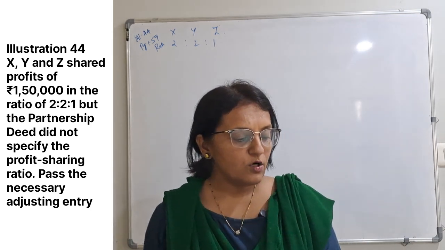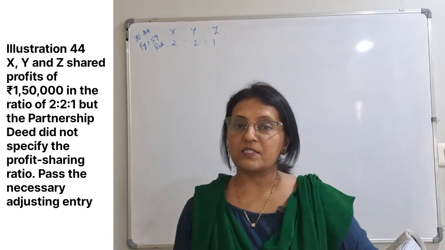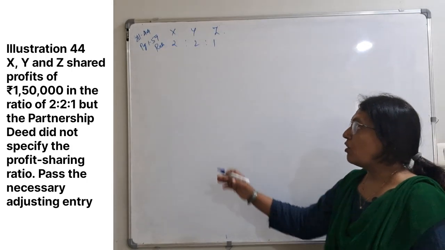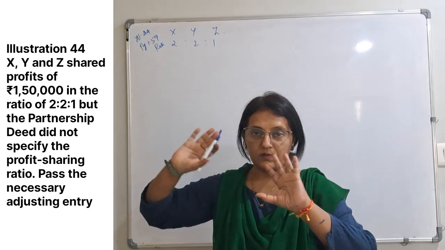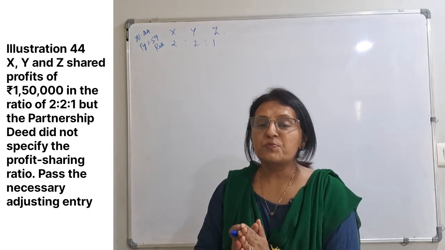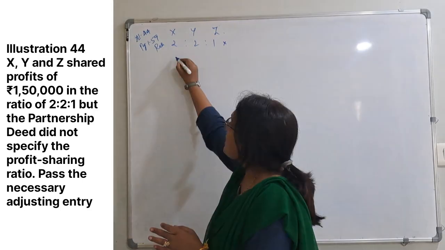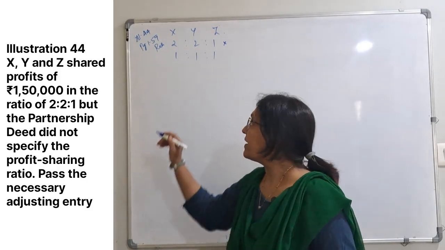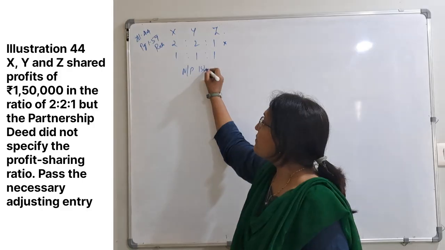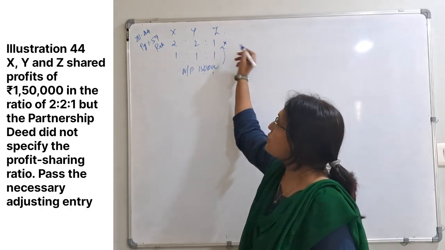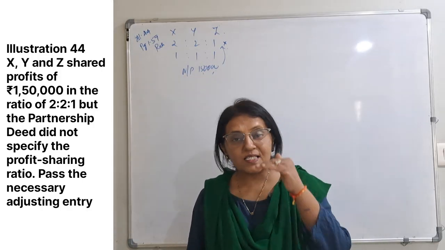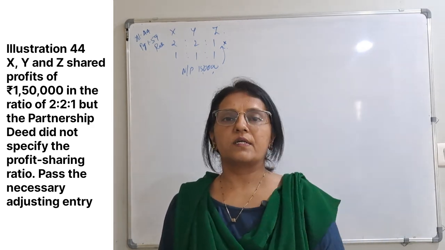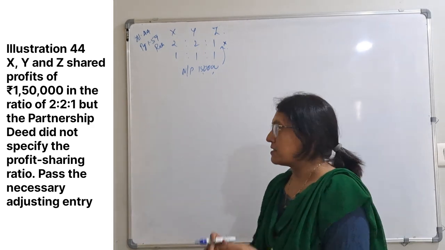Partnership deed did not specify the profit sharing ratio. Pass the journal entry. Now there is no deed which says there is a profit sharing ratio over here. Which means if there is no deed, their share will actually be 1:1:1. But they have already divided this net profit of 1,50,000 in this ratio. Now we will see the other method, that is they have given it wrongly, and if we give it correctly, what will be the difference?